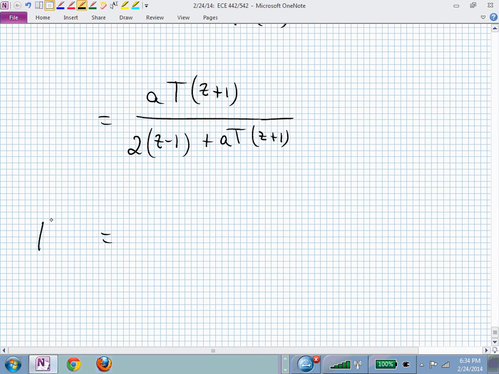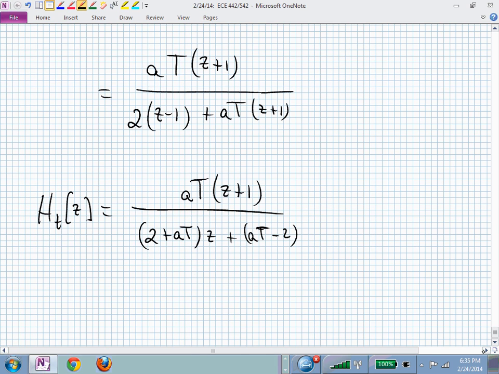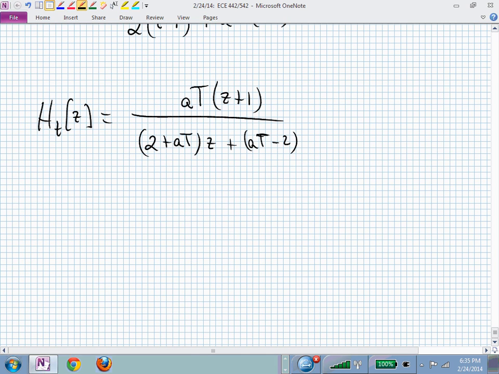Or if we collect like terms, we now can pull out and say we have 2 plus AT scaling z, and we have AT minus 2 as our constant term, and upstairs we have AT, z plus 1. And that's now our discrete equivalent using the trapezoidal numerical integration approach.